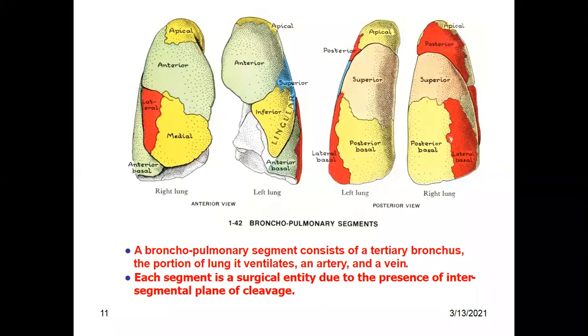And actually, each bronchopulmonary segment represents a surgical entity because it has its own segmental artery and bronchus, and because of the presence of an intersegmental plane of cleavage that allows the surgeon to separate or remove one diseased segment and preserve the healthy lung. It's very important from a surgical point of view.